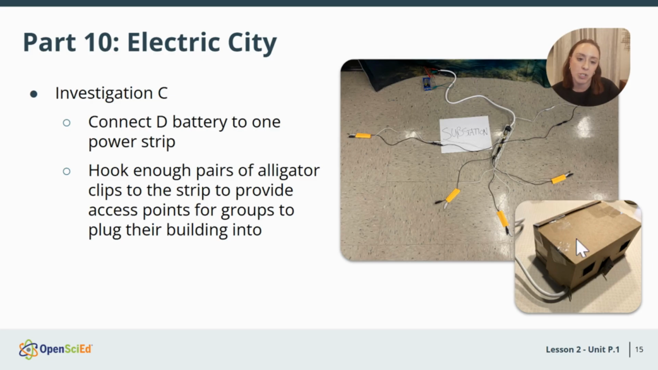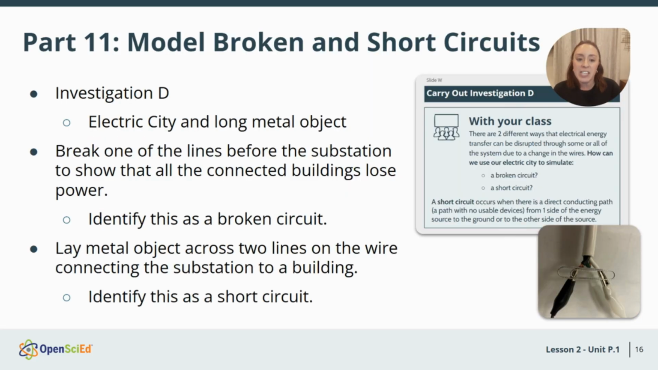And there's a fun little optional activity where students can name their building and decorate their building if you have the time and the desire to do that. And then lastly, once we have our system created, Investigation D has us use our electric city to model what broken and short circuits look like and how they result in different blackouts at different scales.